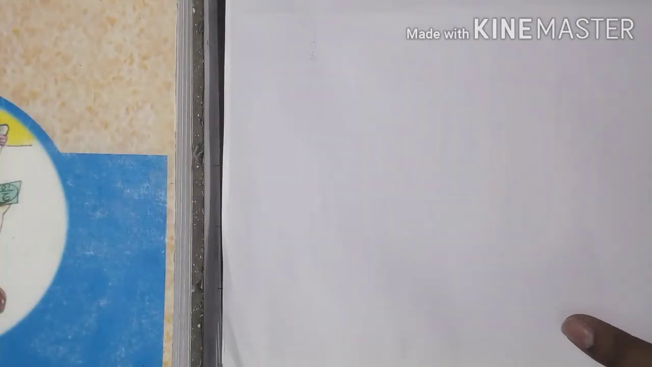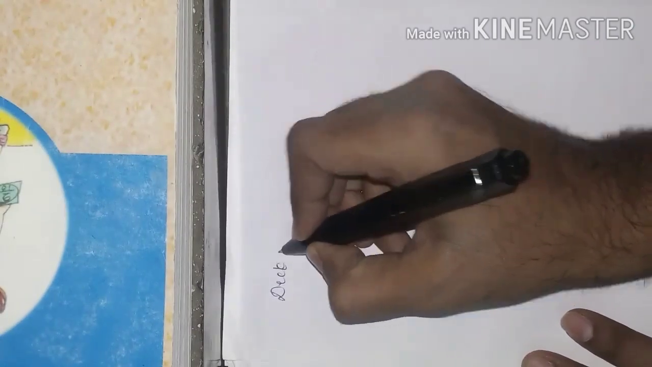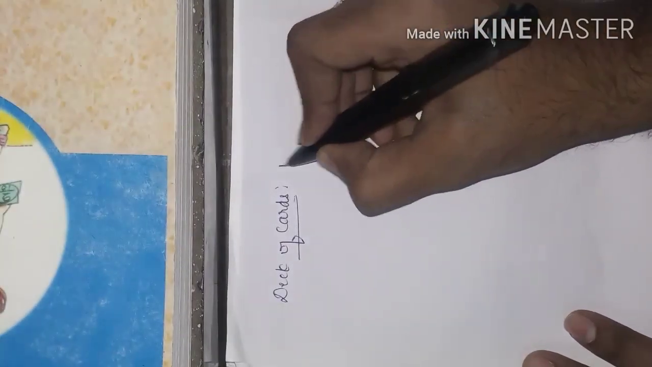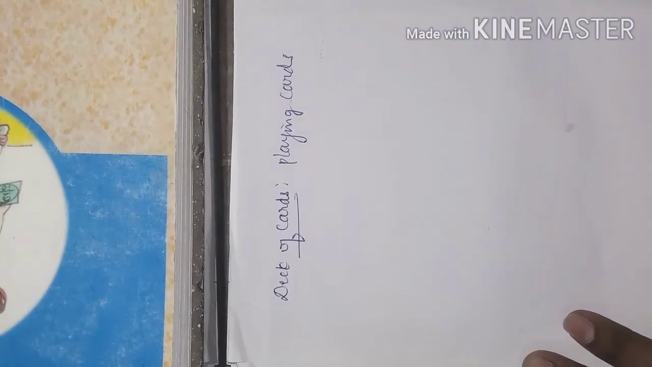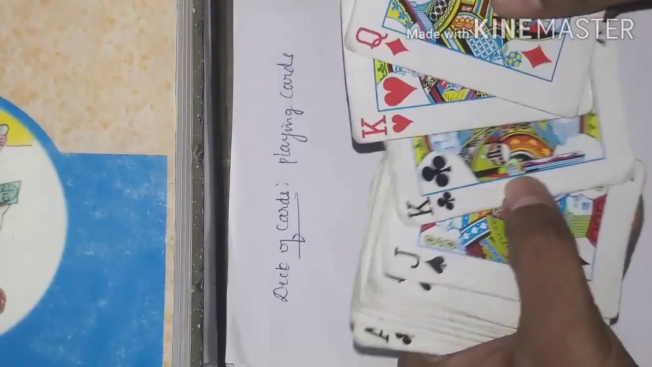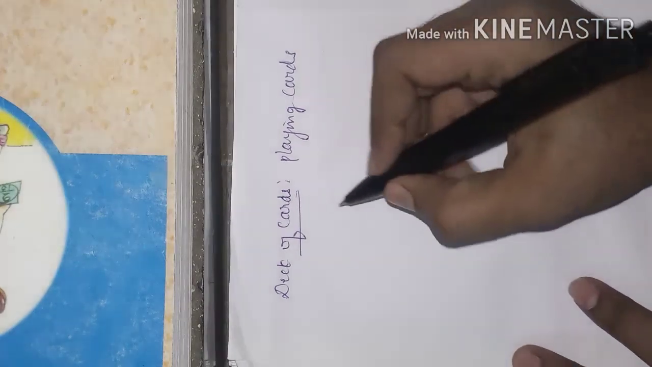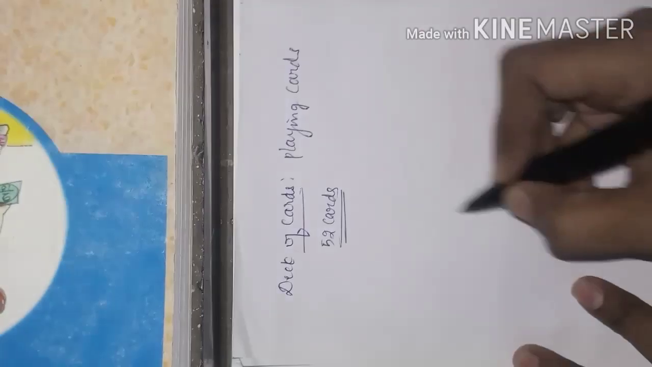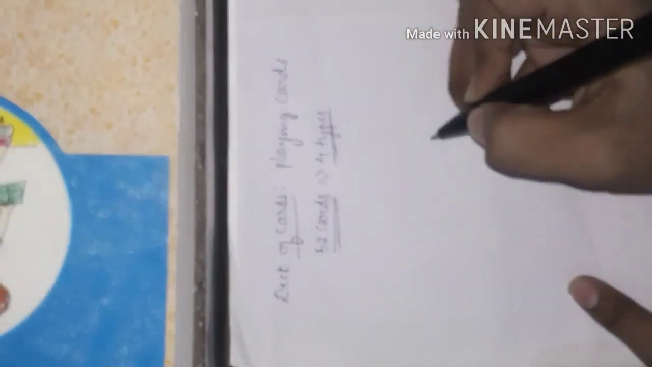Let us learn one more concept about probability: deck of cards. A deck of cards is nothing but playing cards. I will show you. These are the playing cards. It consists of 52 cards. In that, 4 types of cards we have. What are those 4 types?